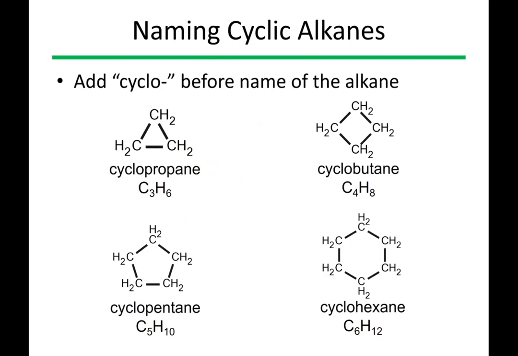When we're naming them, we just put cyclo before the name of the alkane. So 3 carbons, that would be propane. So we're just going to call this cyclopropane. 4 carbons would be butane. So this is cyclobutane, and so on and so forth for cyclopentane and cyclohexane.